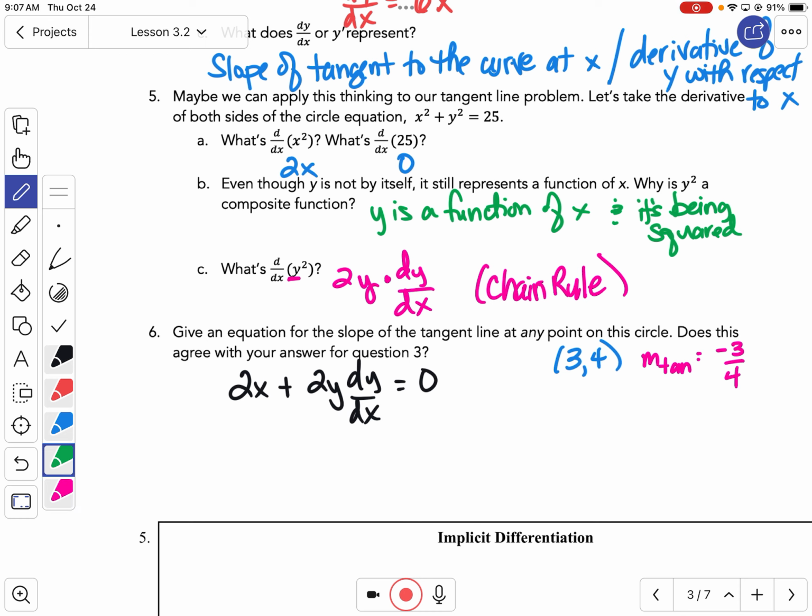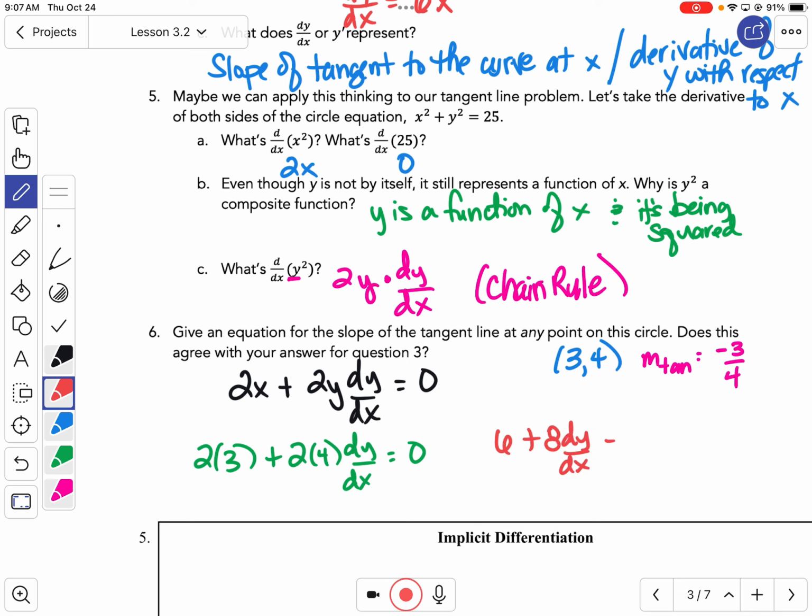So if I plug in the x, that gives me 2 times 3 plus 2 times 4, and then I've got dy/dx equals 0. That's going to give me 6 plus 8 dy/dx equals 0. We're trying to solve for dy/dx. So I get 8 dy/dx is equal to negative 6. I divide by 8. dy/dx is negative 3/4. Booyah. So we were right.